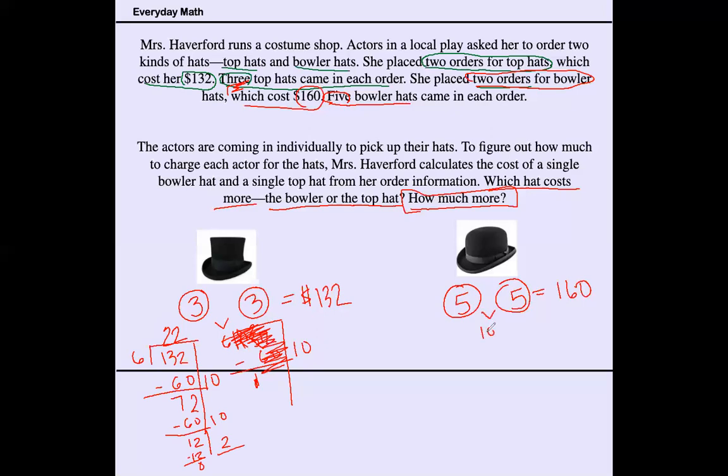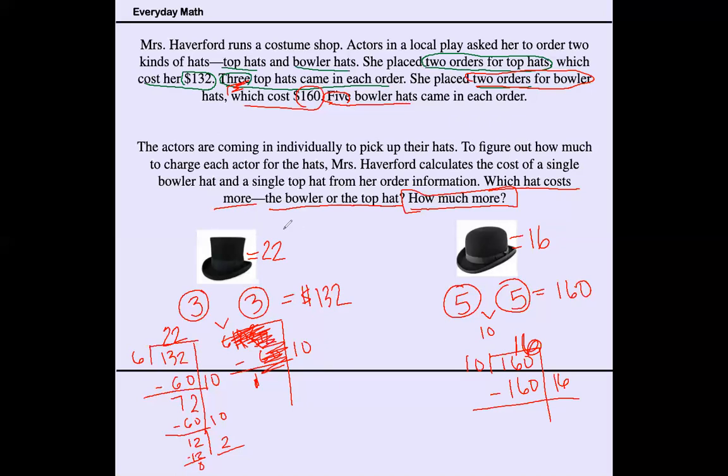Well, that's 10 altogether. So 160 divided by 10. Very easy. 16 times 10 is 160. So it costs $16 per hat. So this would cost $16 per hat. This would cost $22 per hat. Which hat costs more?